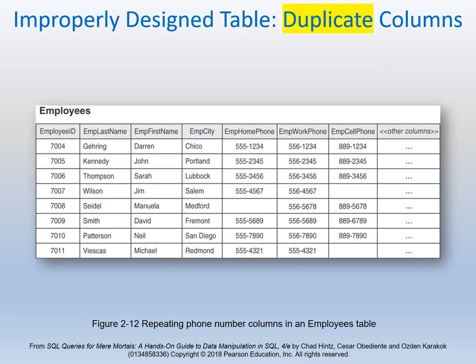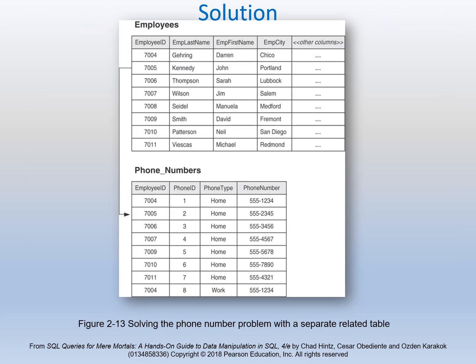Here is another example of duplicate columns within a table. We have employee home phone, employee work phone, and employee cell phone. This is very similar to the previous example where we had Committee 1, Committee 2, and Committee 3. The solution is to create a phone numbers table, include the employee ID as a foreign key in the phone numbers table, include a phone ID that uniquely identifies each phone number.